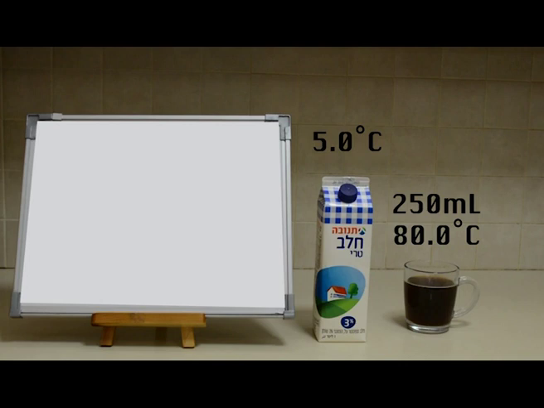Let's begin by assuming that the density of both the milk and the coffee is 1 gram per milliliter, and that the specific heat capacity of both liquids is 4.184 joules per gram per Celsius. Since cold milk is added to the hot coffee, we can assume that the heat transferred from the coffee is the same as the heat absorbed by the milk. We can represent this idea using the following mathematical statement.